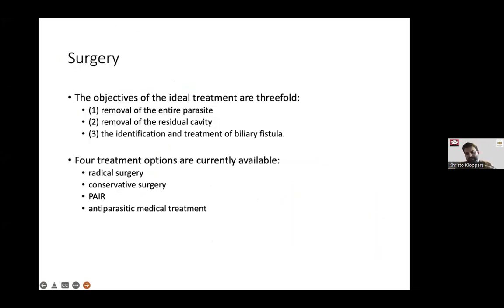So if we talk about surgical strategy, the objective for the ideal treatment is threefold. You want to remove the entire parasite. You want to remove or actually manage the residual cavity. You want to have some sort of strategy with it. And you want to identify and treat the biliary fistulas associated with that cyst. There's roughly four treatment options: radical surgery, conservative surgery, PAIR, which is aspiration, injection, and reaspiration, and there's this long-term parasitic medical treatment.